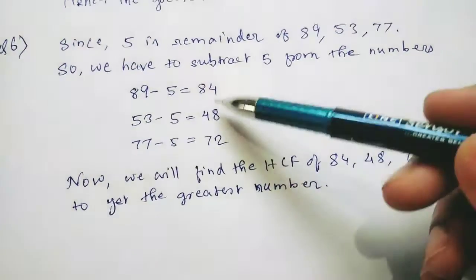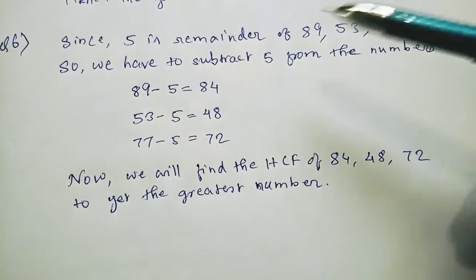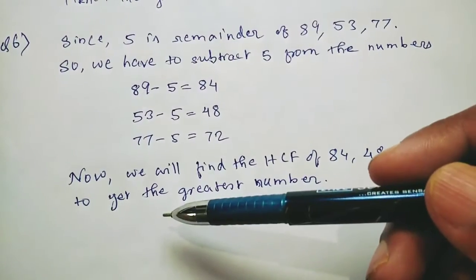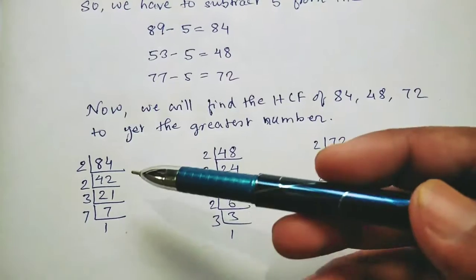So we have to find the HCF of these three numbers. We can find it again by any method, by the prime factorization method or the long division method. Here I will show you the prime factorization method. Let's see it. Okay, I have done it by the prime factorization method.